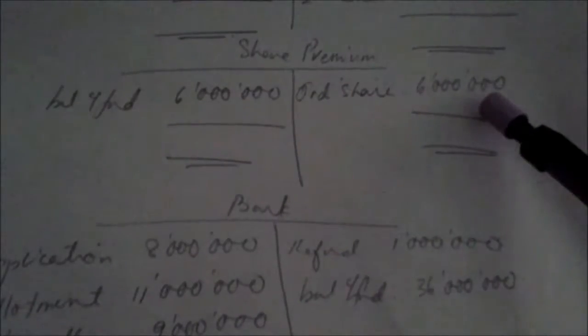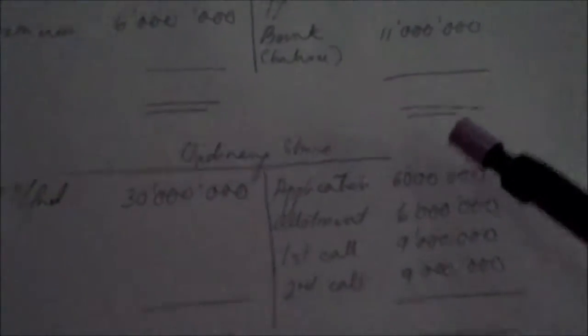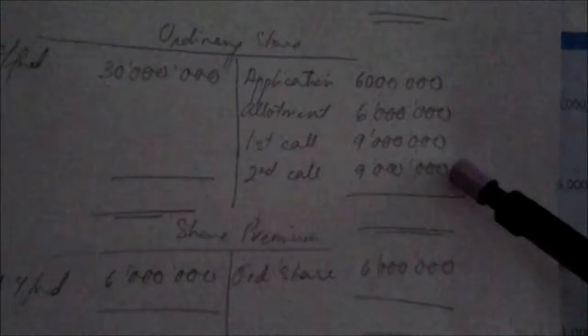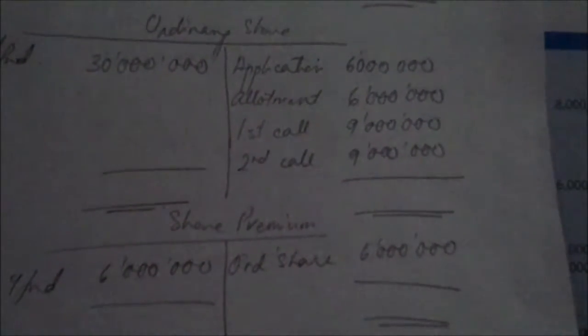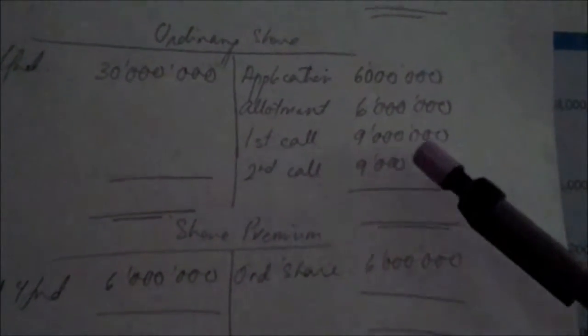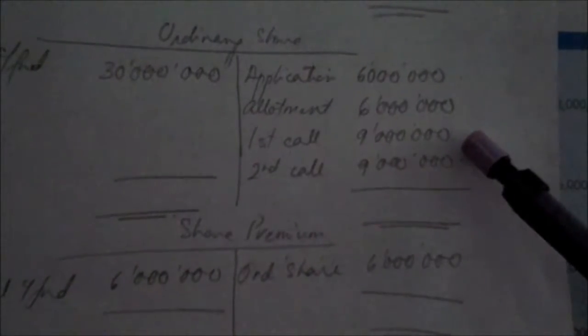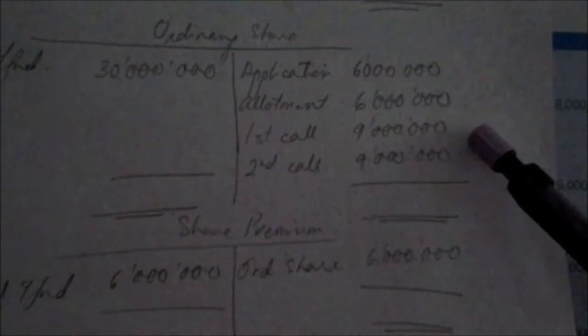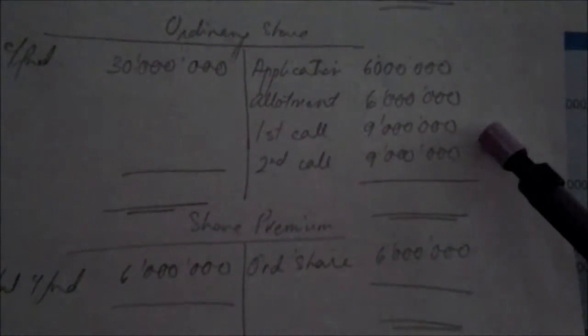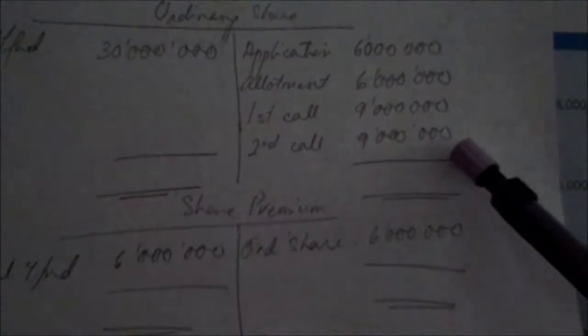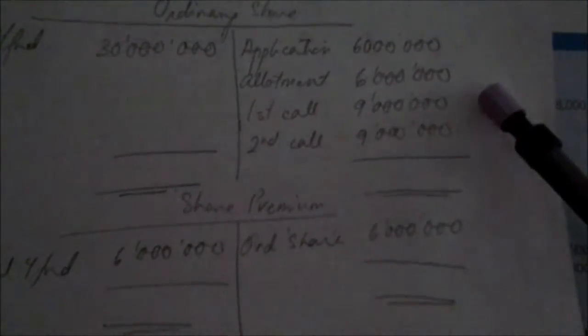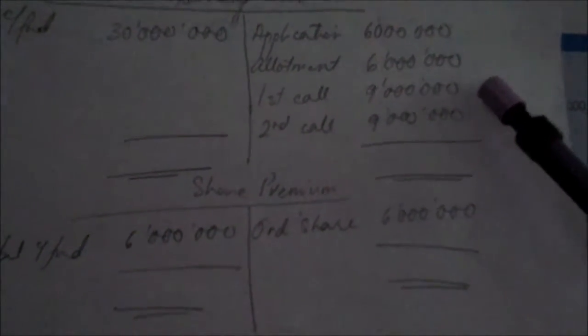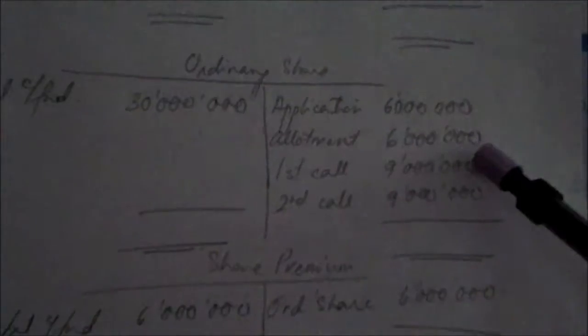And then for the first call, we are only concerned with the successful applicants. Only the successful are going to pay. So the 30 million unit successful applicants will make the first call, which is 30 cents per unit, and they make the second call, which is also 30 cents. So in total that will be 9 million plus 9 million. So debit the bank and credit the ordinary shares.